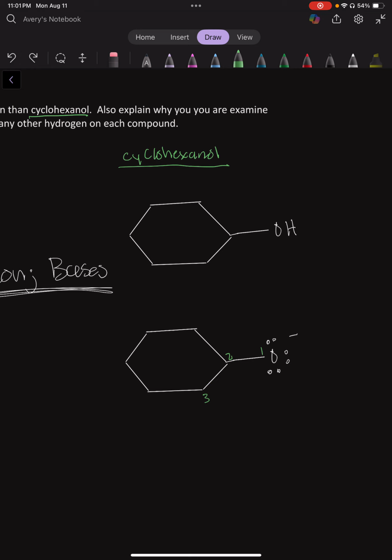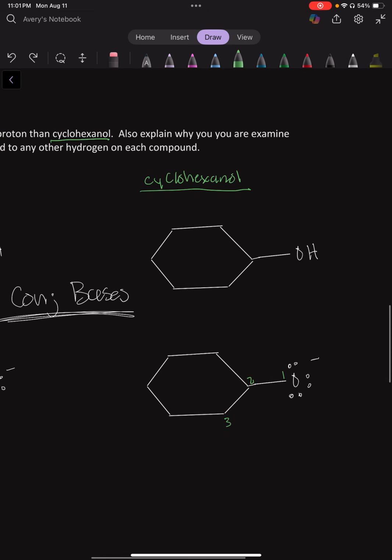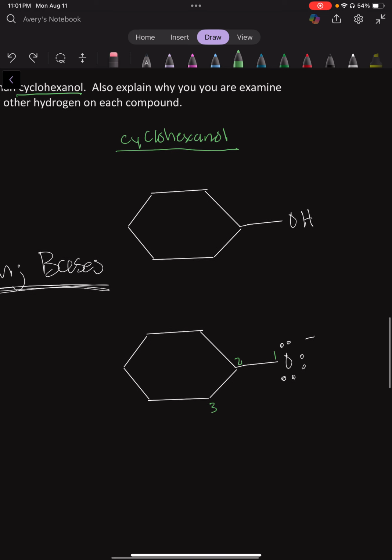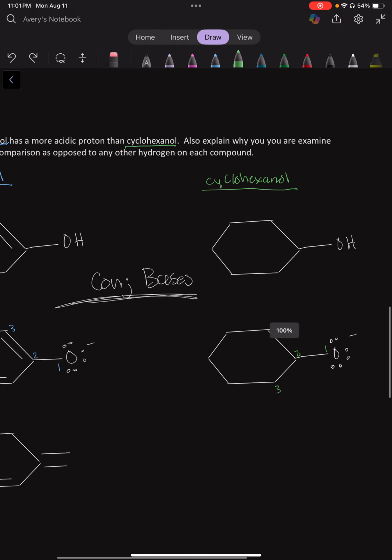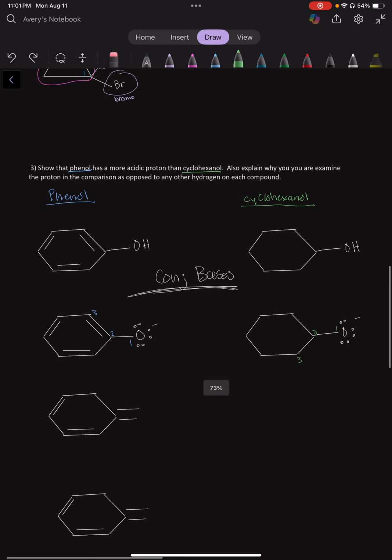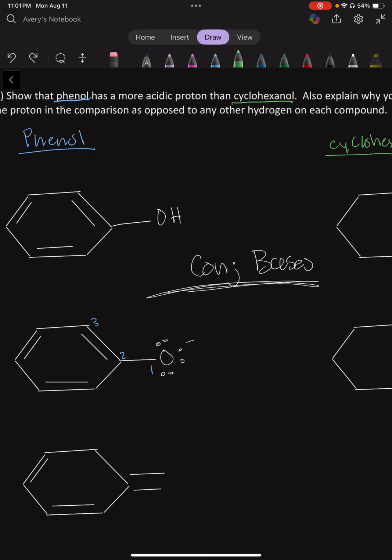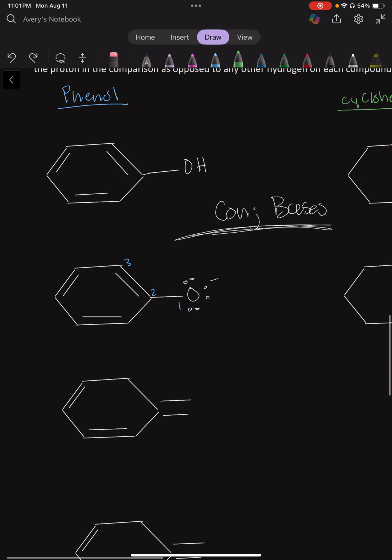So there are no resonance structures for cyclohexanol, meaning that the negative charge from the proton being lost or given away cannot be displaced anywhere else. It has to be on this singular oxygen, which doesn't make for a very good conjugate base. That's not very stable in comparison to other molecules that can displace the negative charge. So phenol can displace this negative charge. Let's go ahead and go through all of its resonance structures.